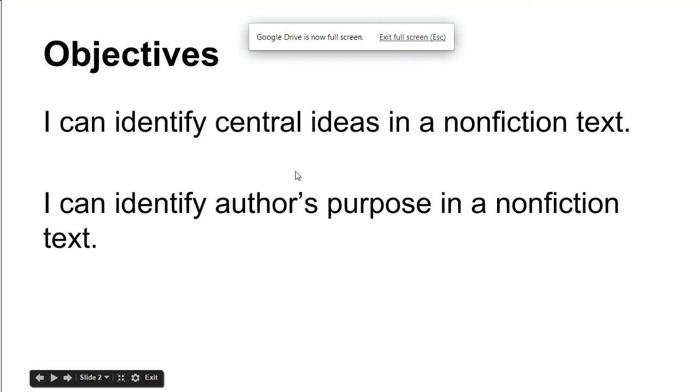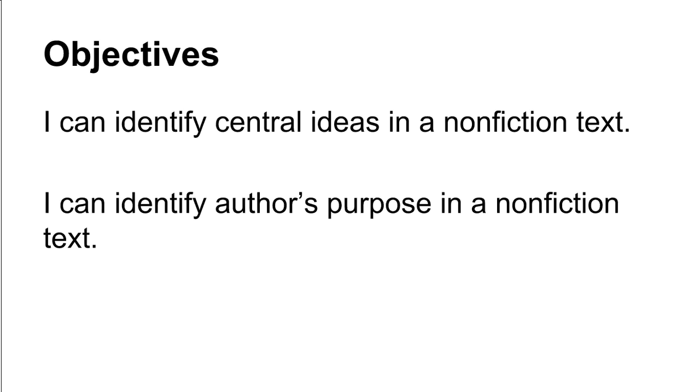So the first thing we're going to do is take a look at some of our objectives. The first is I can identify a central idea in a nonfiction text, and the second is I can identify author's purpose in a nonfiction text. If you recall, these are the same objectives from yesterday, so we're just going to be applying them to a video and to the next chapter of our book.